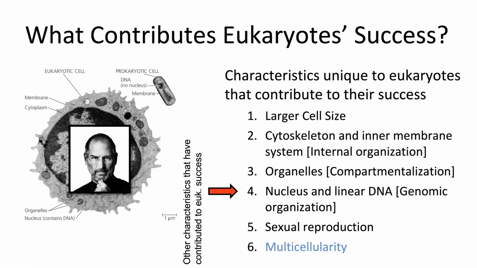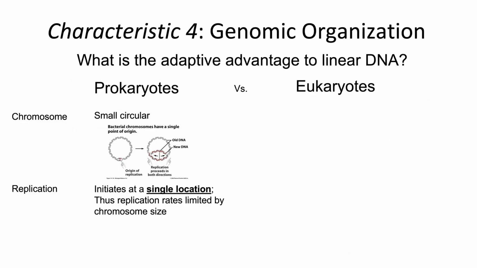All right, let's look at this next piece, the nucleus and linear DNA, or genomic organization, and this important innovation that's unique to the eukaryotes and contributes to their success. So when you look at prokaryotic organisms and you look at their chromosomes, they typically have smaller circular chromosomes. So this is a very simplified diagram. This probably looks more like a plasmid. Typically, a chromosome within a prokaryote will be all sort of jumbled up, but if you were to pull it apart, make it big enough, eventually it's going to make a big hula hoop like this.